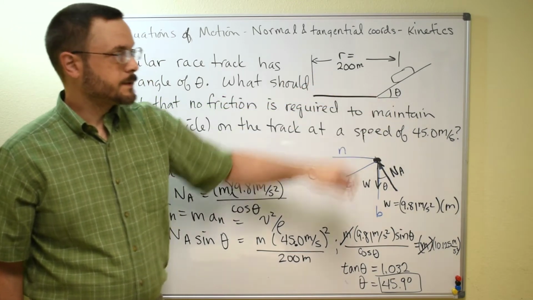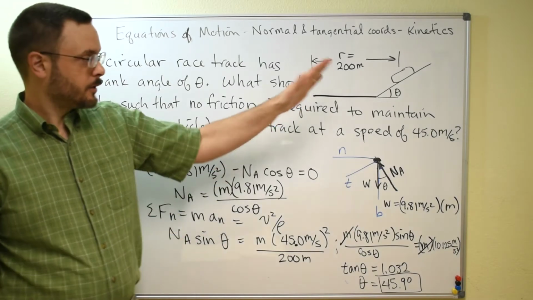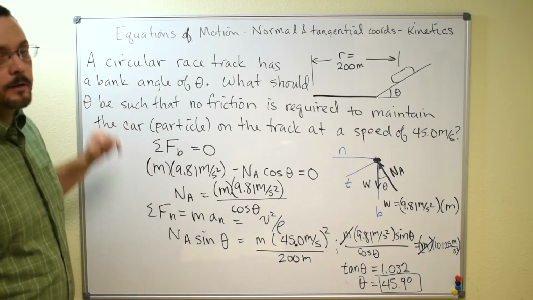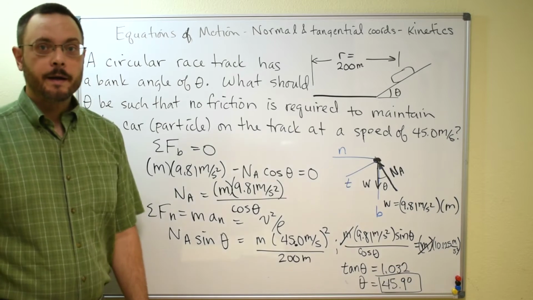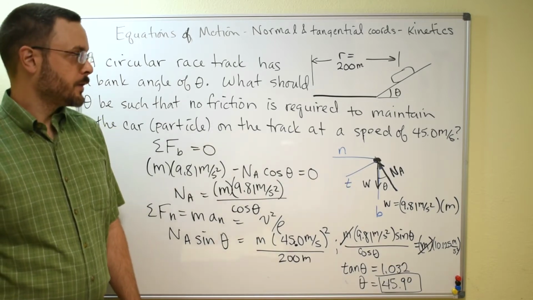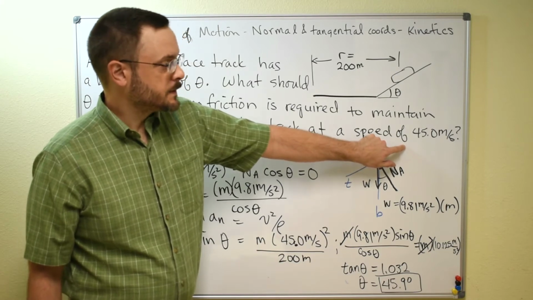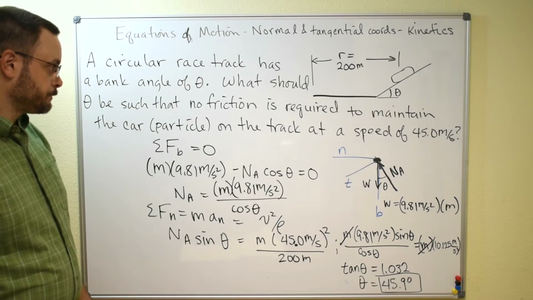The racetrack has some kind of banking angle theta to make it easier for the cars to come around, and we want to find what that banking angle is such that no friction is required to maintain the car on the track, but we have to give a speed, and so this is a speed of 45 meters per second.